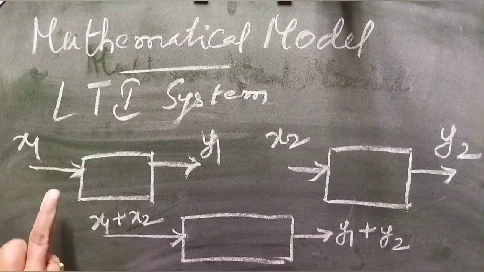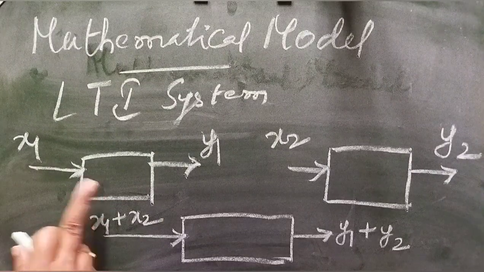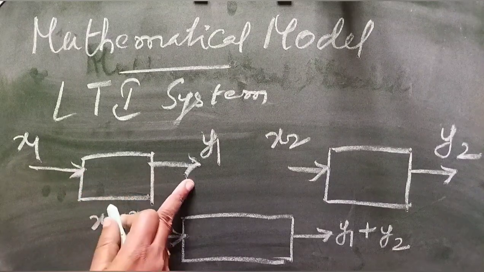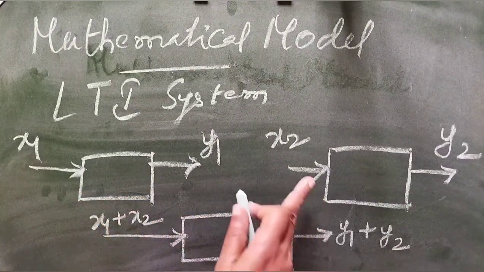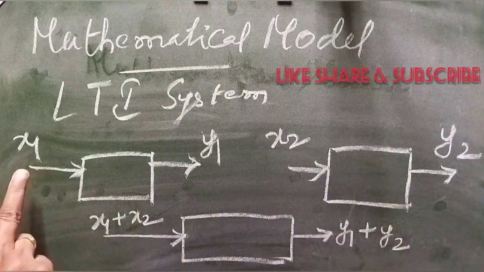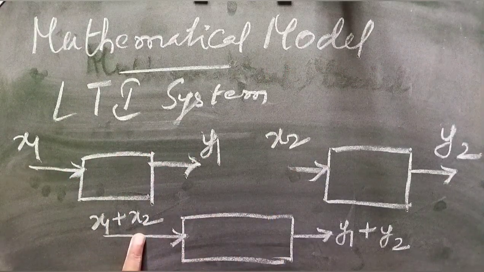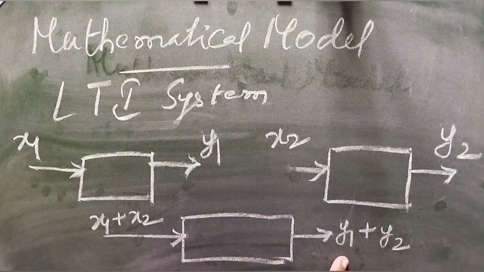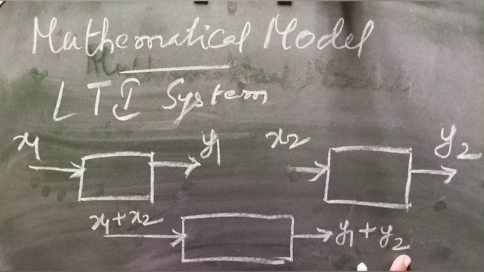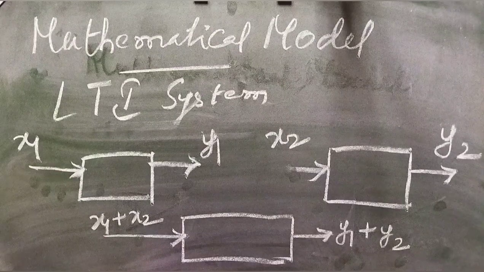Now the second is the principle of superposition. For example, we consider a linear system where x1 is the input and y1 is the output, and for the same system, x2 is the input and y2 is the output. Then definitely the linear combination of inputs, x1 plus x2, would give us an output of the linear combination of the outputs, y1 plus y2. So for a linear system, the principle of homogeneity and the principle of superposition should hold good.